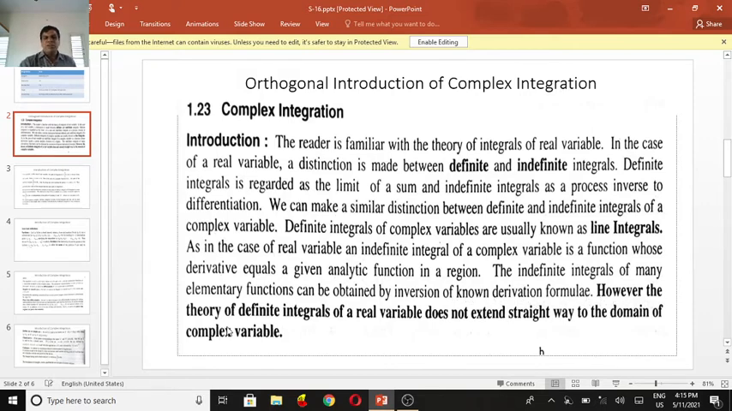However, the theory of a definite integral of a real variable does not extend straightaway to the domain of complex variables. This is the difference between the real variable and the complex integrations. In the real variable, there are only two methods, definite integral and indefinite integral. Some formula we apply directly, and we get the evaluation, the area or definite values. But in the case of a complex, it is the line integration, region of integration, path integration.